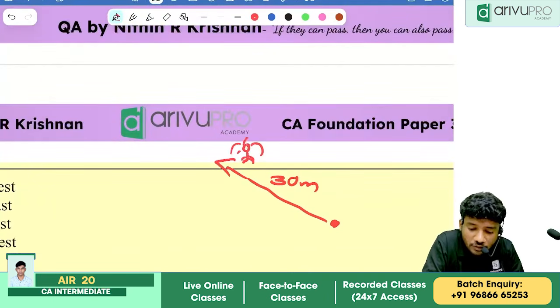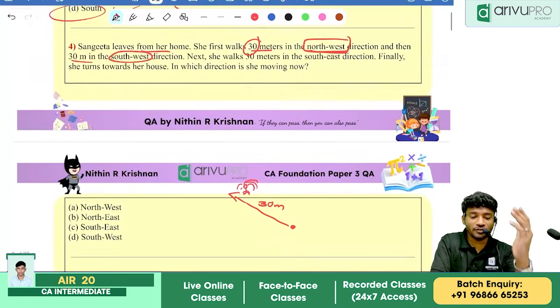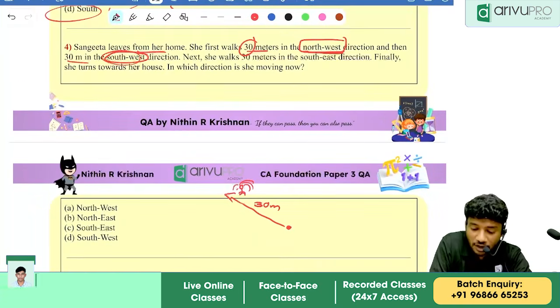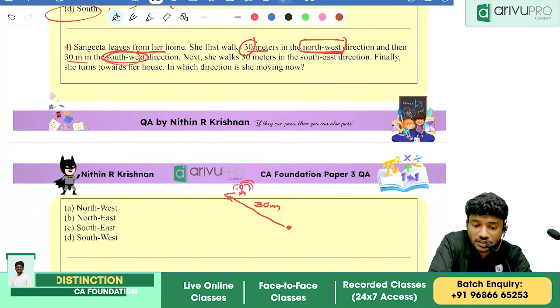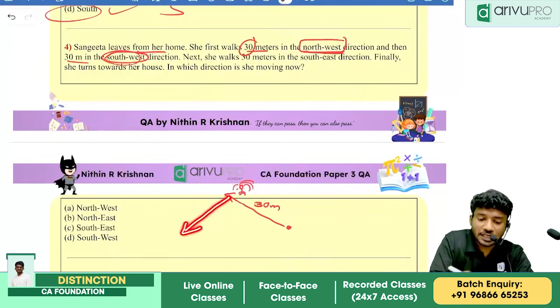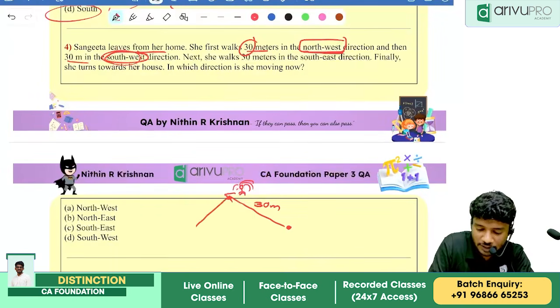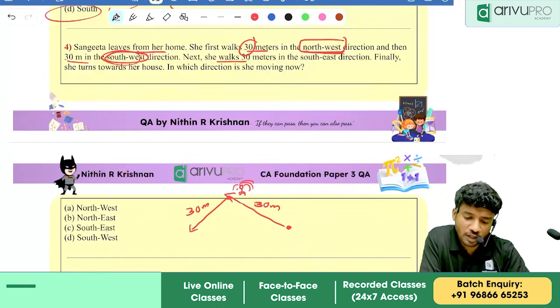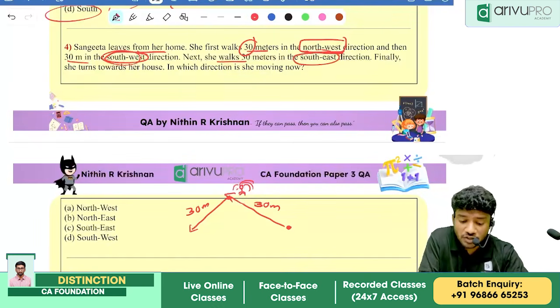Okay, Sangeeta is over here and she needs to go in which direction now? Southwest. From here, where is southwest? This way? Yes. So she is moving in this direction. How many meters? 30 meters. Then she walks 30 meters in the southeast direction.